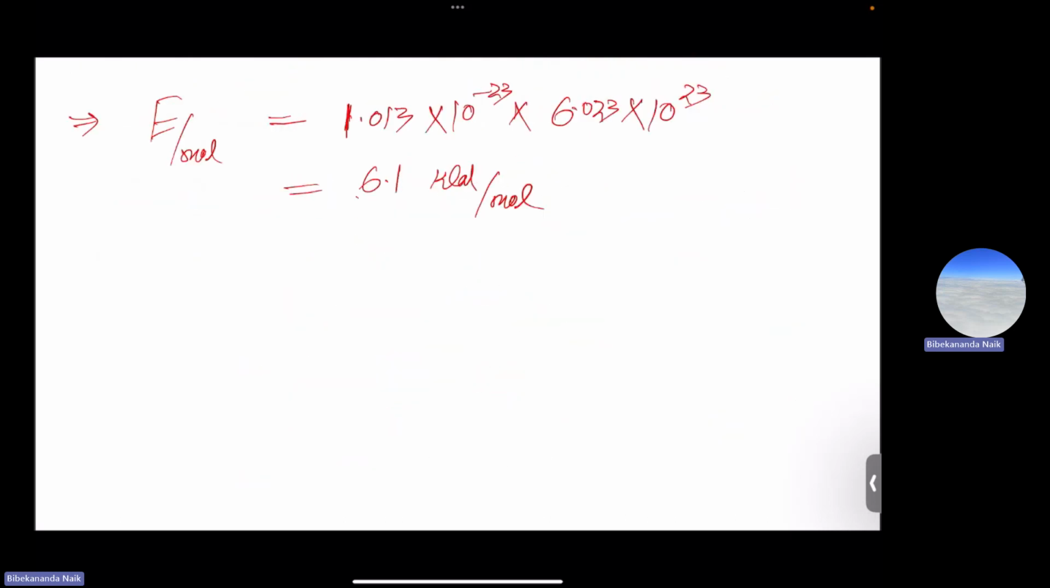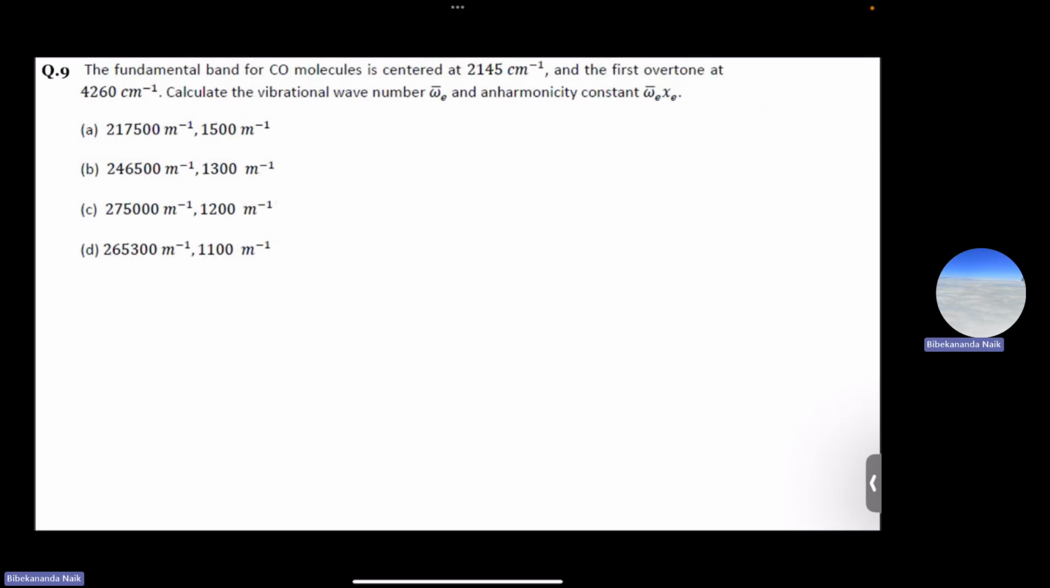So let us continue our discussion to the next question. The question says the fundamental band for carbon monoxide molecule is centered at 2145 centimeter inverse and the first overtone at 4260 centimeter inverse. So calculate the vibrational wave number and the unharmonicity constant.